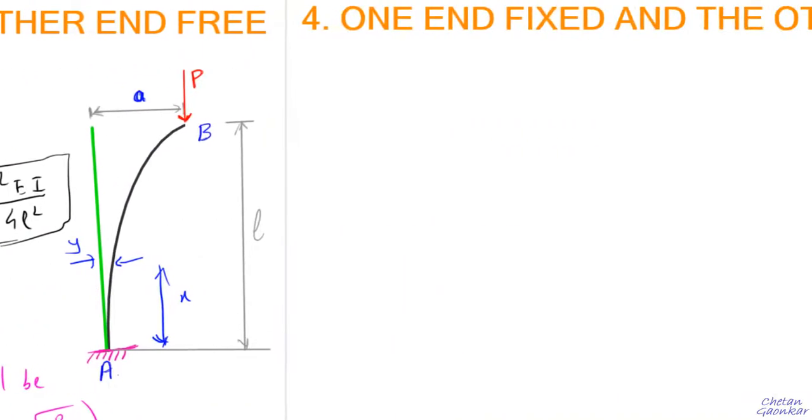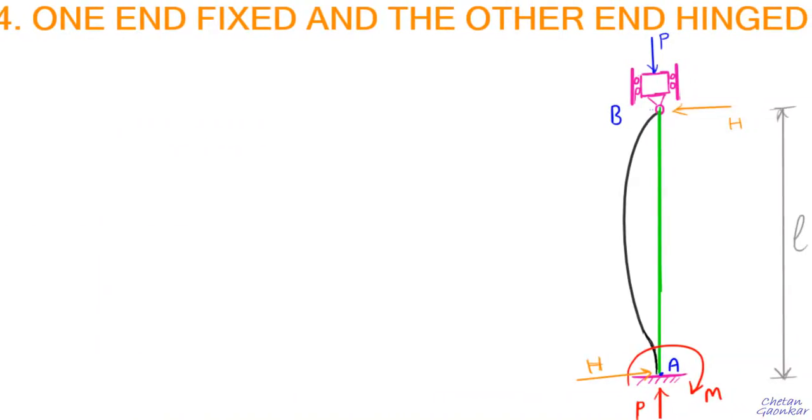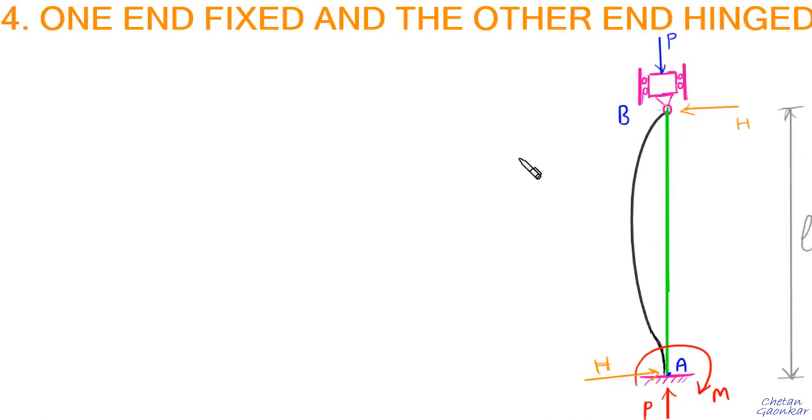Let us now go straight away to the last case, that is, one end is fixed and the other end is hinged. So this is the fourth and the final case of these long columns. In this case we will do the same thing again. We will consider, at some distance x from this fixed end, let the deflection be y.